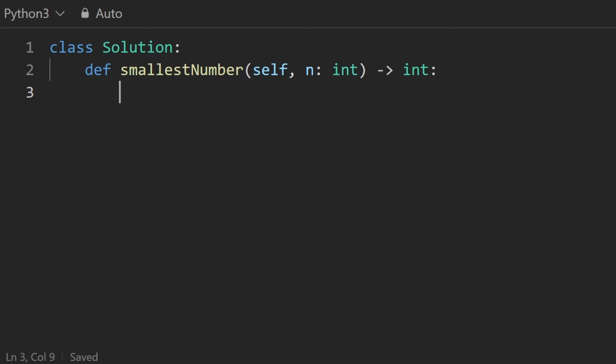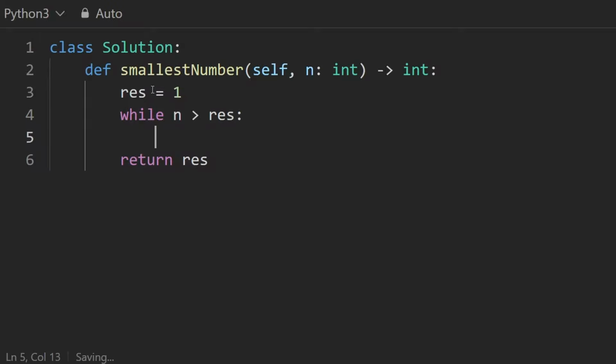So I'm going to initialize the result as 1. That's going to be the first thing that we try. And we're pretty much guaranteed that there's a result, so we know eventually this is going to be returned, but we have to increase it until it is greater than or equal to n. So while that's not the case, so while n is greater than result, then we need to increase the result.